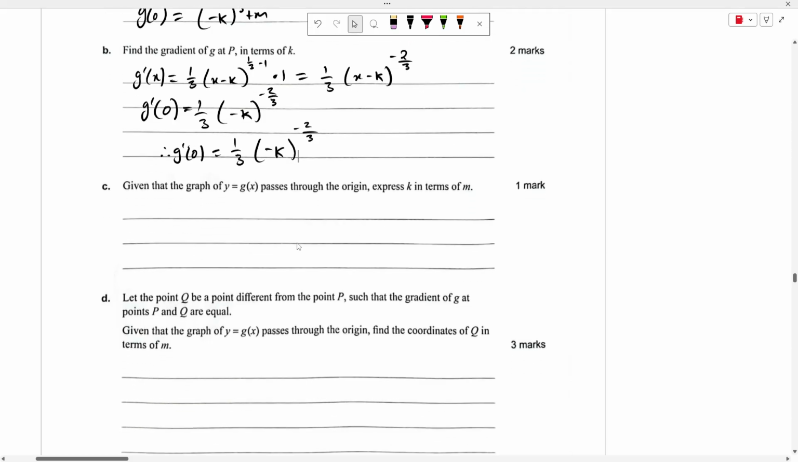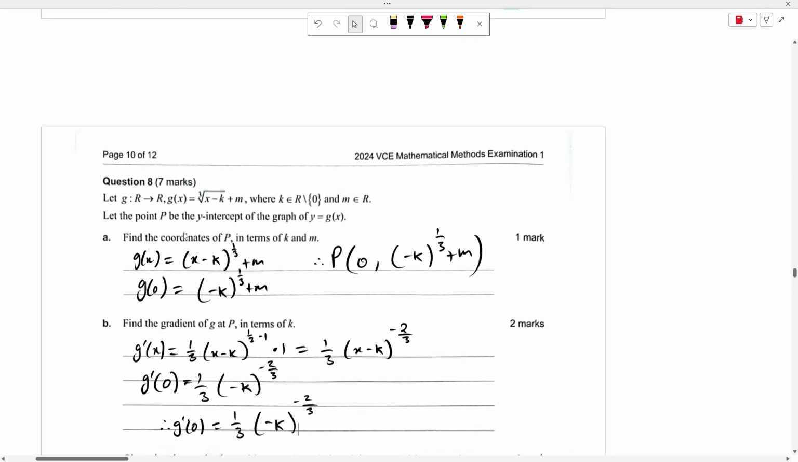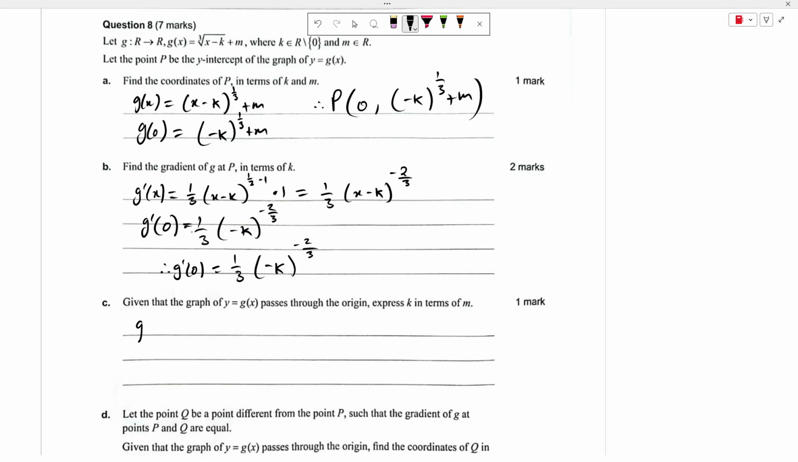Given that the graph of y equals g of x passes through the origin, express k in terms of m. Okay, so if it passes through the origin, we know that g of 0 has to equal 0. Now g of 0 is negative k to the third plus m, and this has to equal 0. So negative k to the third has to equal negative m.